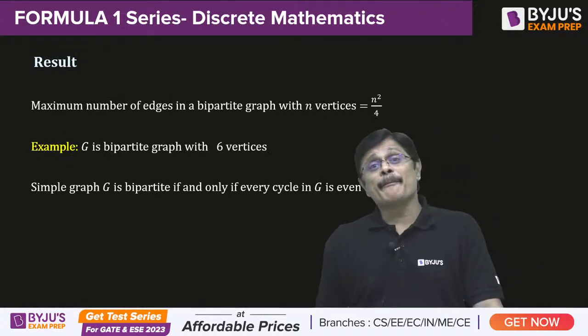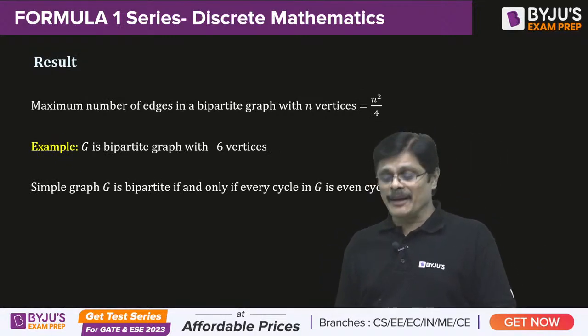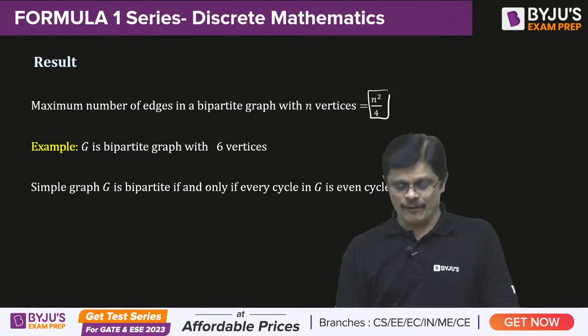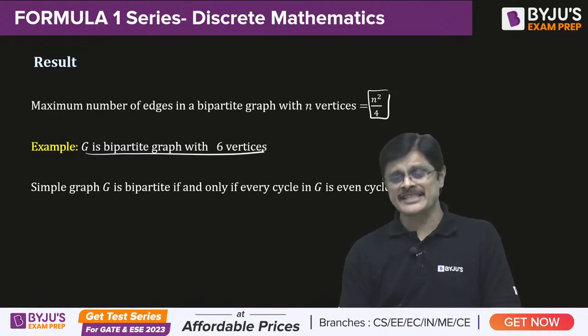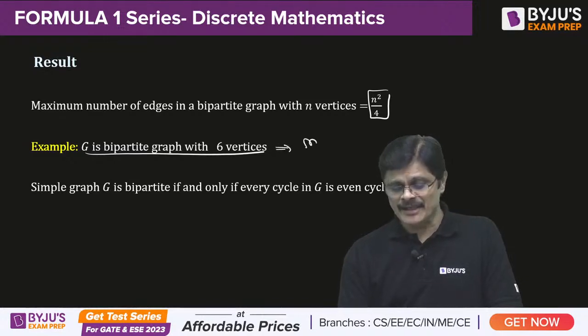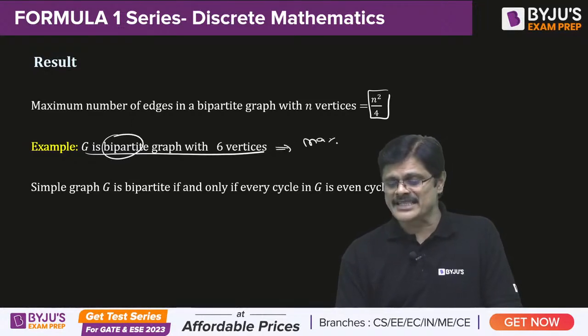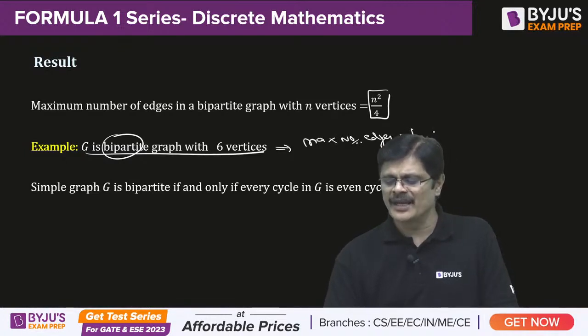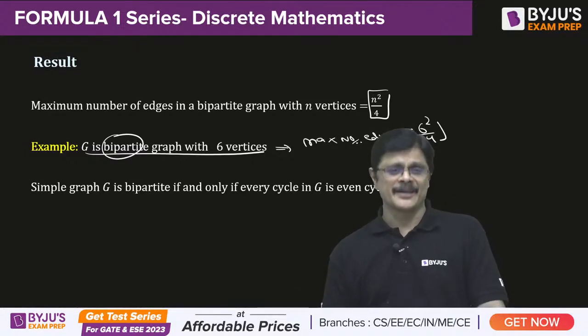Now, if it is a bipartite graph, the maximum number of edges will be n square by 4. This was a GATE question, sir. If it has 6 vertices and it's a bipartite graph, the maximum number of edges would be 6 square by 4, my dear friend. That is 36 by 4, that is 9.